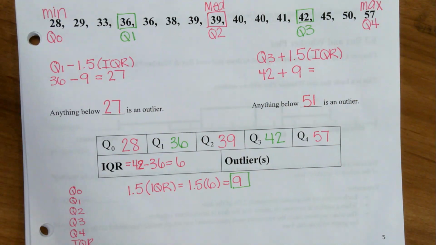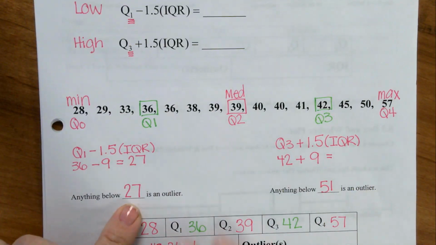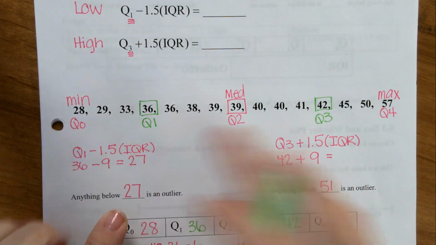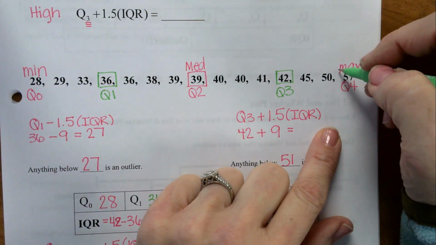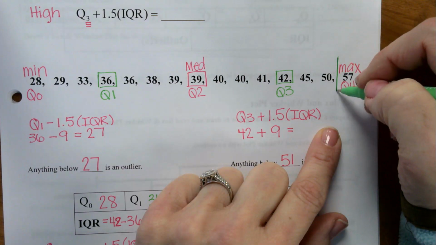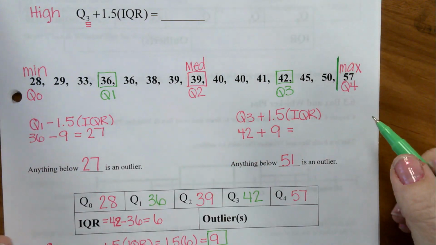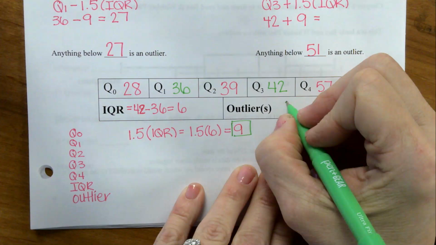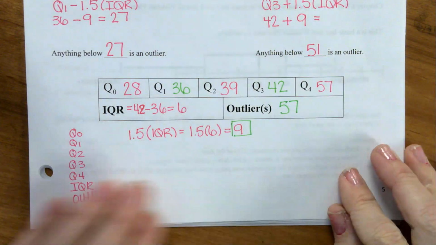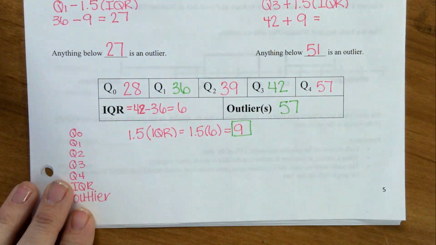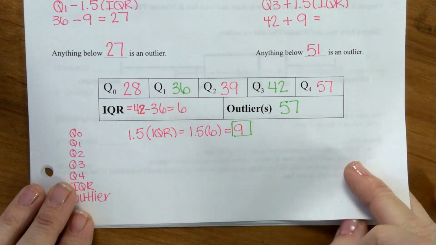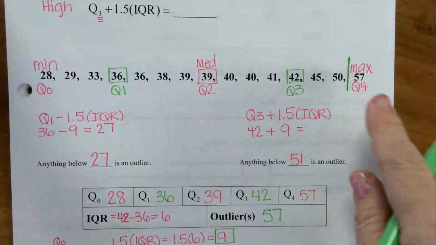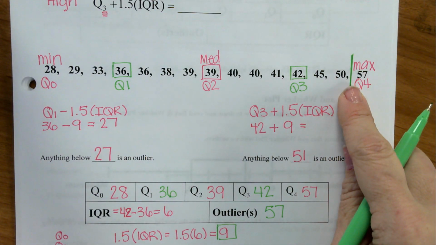Okay, so now you look at your data. First of all, go see if you have a 27. Do you have a 27? No. Do you have a 51? Well, wouldn't it be like up here? Okay, so anything above 51 is an outlier. So guess what? You have one outlier, and it is the number 57. So Q4 is the outlier itself. Okay, see, and I always draw the boundary line. If you have a boundary, draw the boundary line.